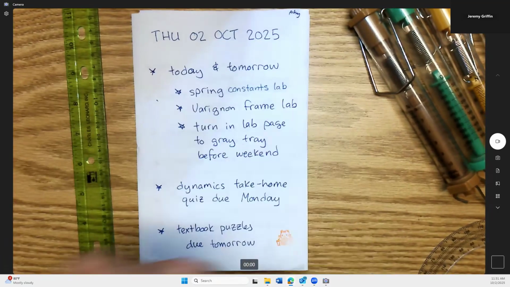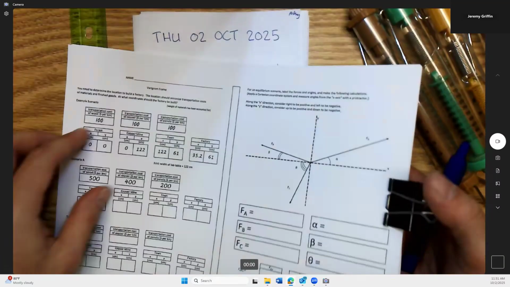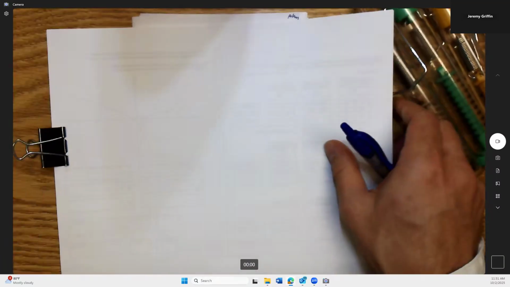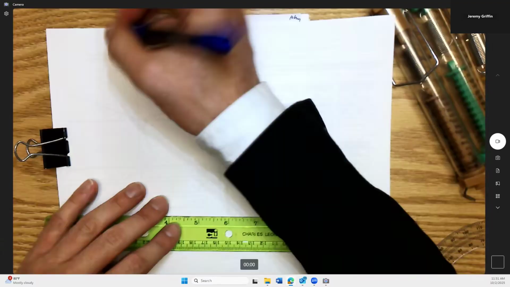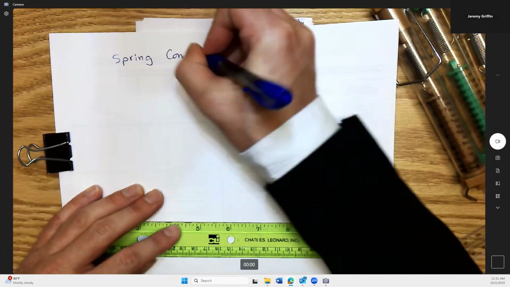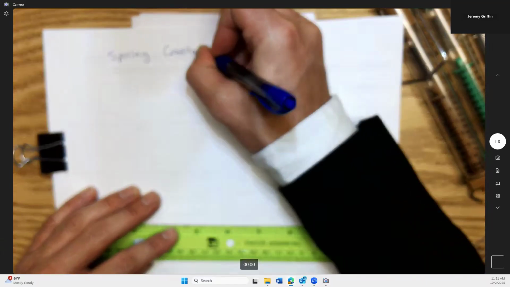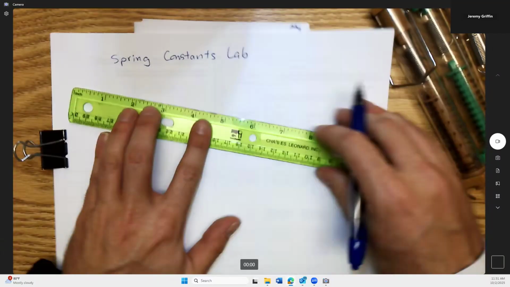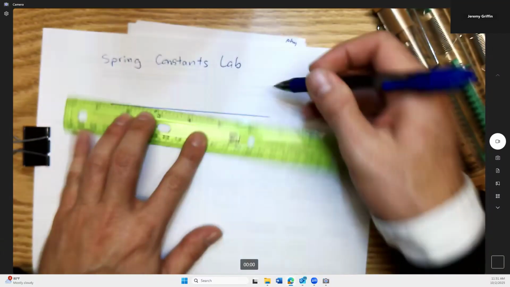Spring constants. All right, so you guys write your name on your paper. Okay, now if you flip it over, the backside's blank, so that you guys can draw a table here. Okay, let's call this spring constant lab, and then make a 2-column table.